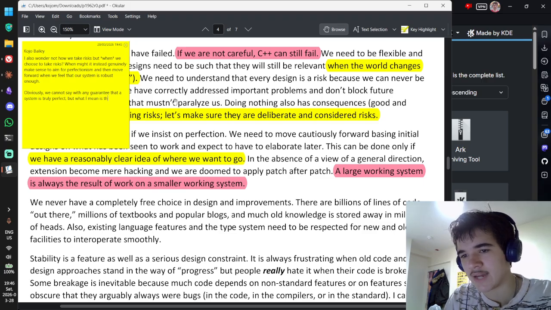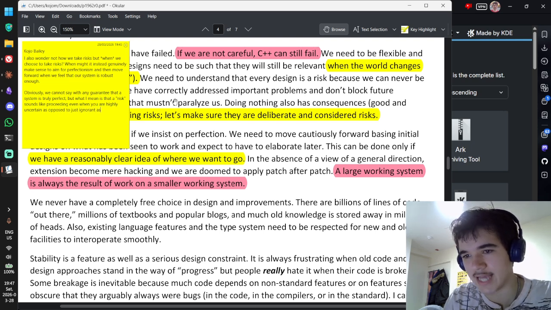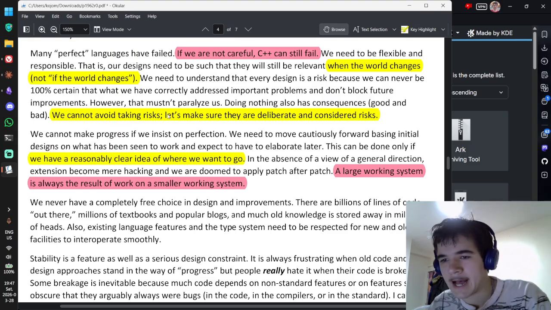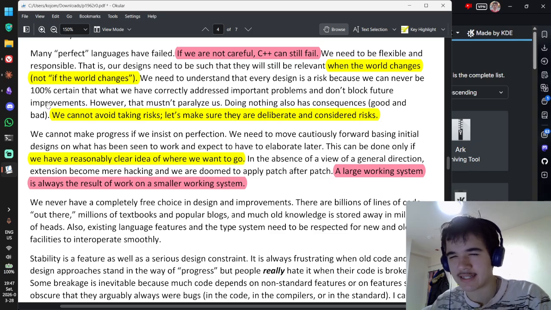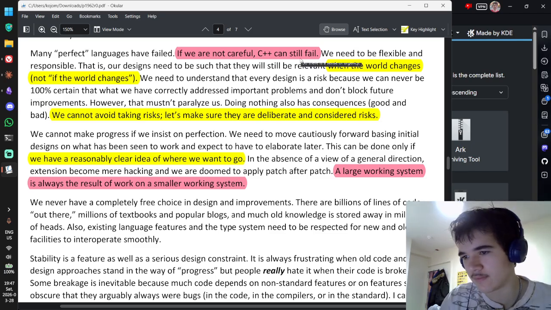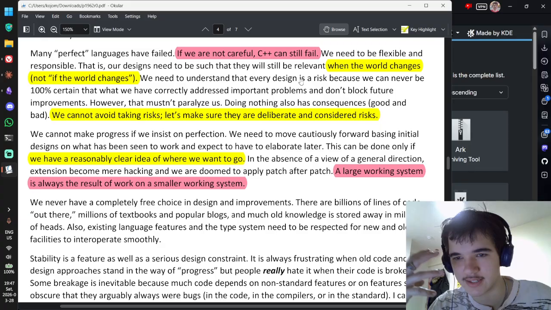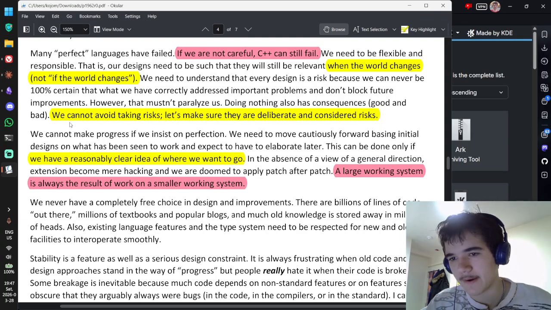But what I mean is that a risk sounds like proceeding even when you are highly uncertain, as opposed to just ignorant, as we always are. Yeah, that's a subtle distinction, but that's what really gets me stuck sometimes.